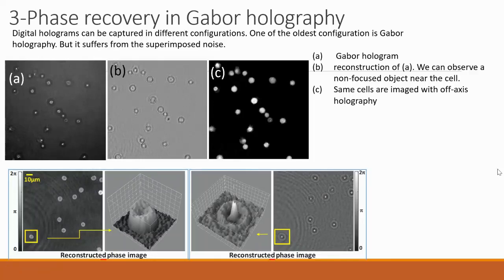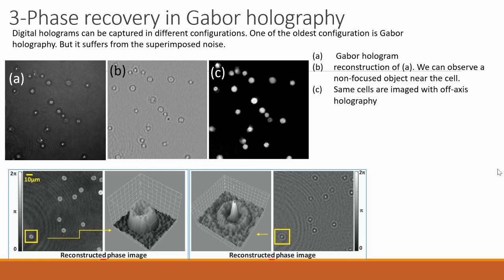Next subject is phase recovery in Gabor holography. Digital holograms can be captured in different configurations. One of the oldest configurations is Gabor holography. Gabor holography is very simple, and there is not much optical equipment because, like I said, optical equipment is expensive. So the best way to reduce the cost of a microscope is to reduce the components of these microscope devices.